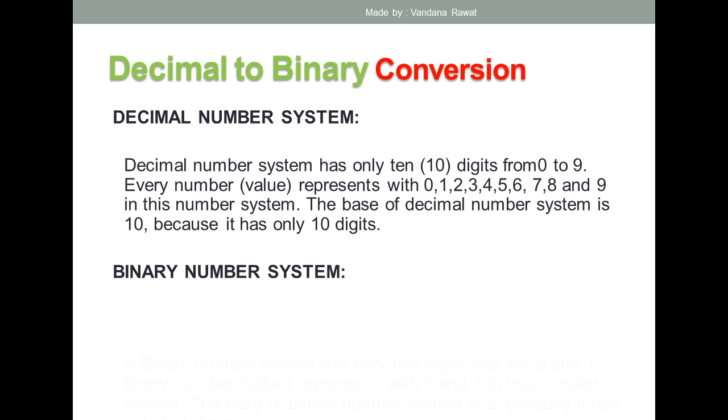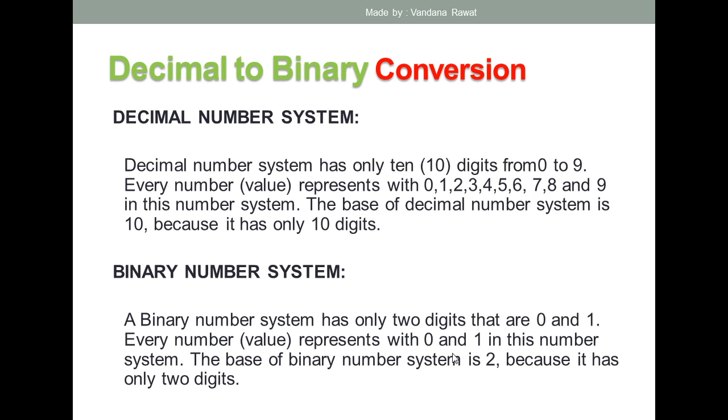In the binary number system, the base is 2 and you can have only 2 digits, that is 0 and 1. Every value of the binary number system is represented with 0 and 1. Examples of binary numbers are 11011 and 10101, because the base of binary is 2, and that is why it has only 2 digits, 0 and 1.